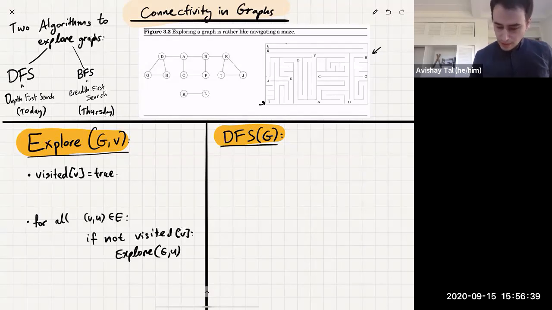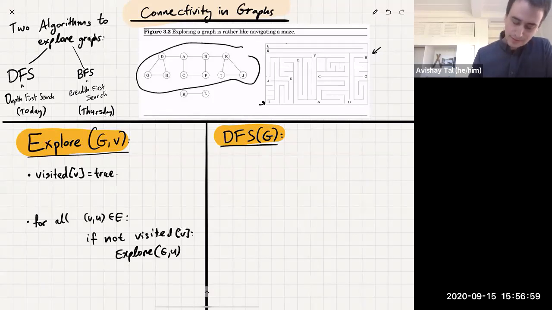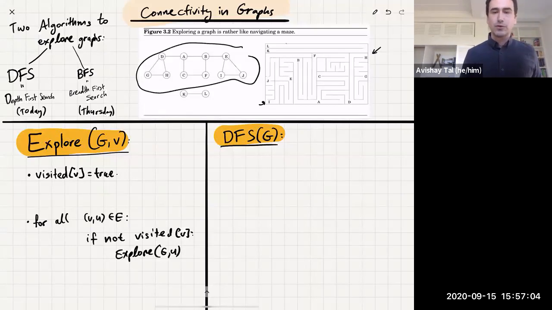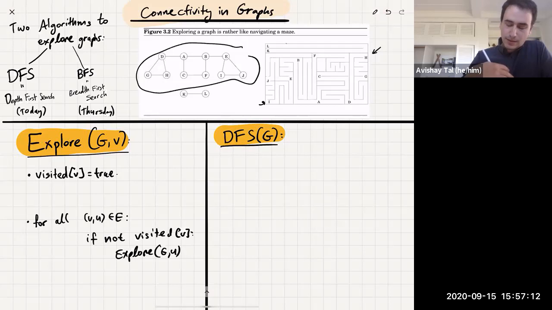algorithm. And the claim is that if I start explore, let's say from H, then I would visit all the possible vertices that I can reach from H. So I would visit G, D, A, C, F, B, E, J, and I. So meaning all these vertices. I will not visit K and L because there's no way to go from H to K or to L. Okay, so this way I'm sort of exploring everything that I can reach from a certain vertex, let's say from H.